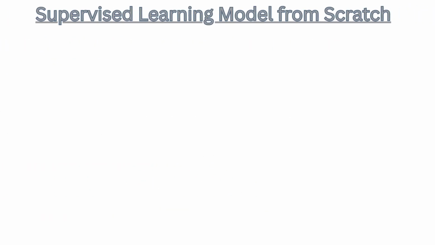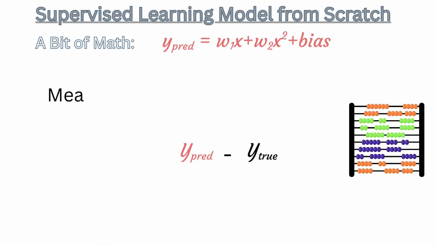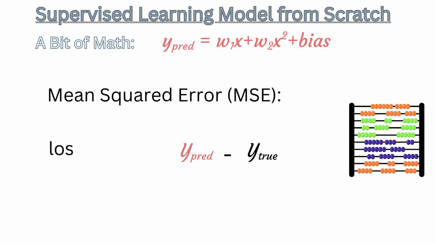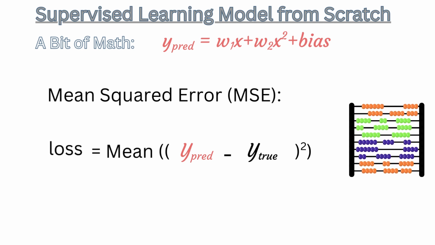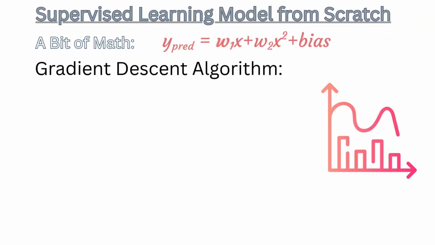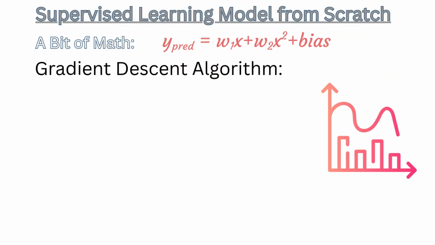Before we code, let's walk through the math briefly. We want to train a model to minimize the difference between its predictions and the true values. The most common way to measure that difference is mean squared error, MSE. The loss is the average of the squared differences between predicted values and true values. We'll use gradient descent to adjust our weights W1, W2, and bias until the loss is as small as possible.